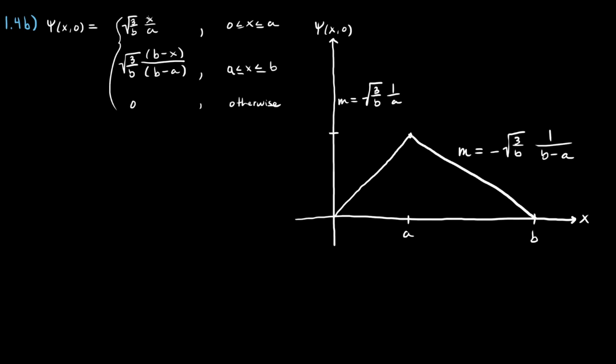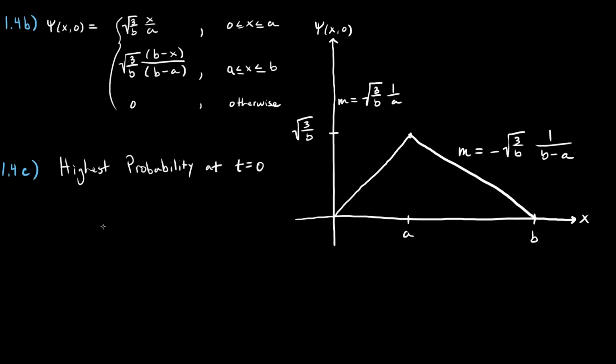After we substitute in a for x here, what we get is just the square root of 3 over b. And the same thing happens for this function, because once we substitute a in for x, what we get is the square root of 3 over b, times b minus a over b minus a, which is just the square root of 3 over b. So we see that this is a continuous function, which is necessary for a wave function to be satisfied.